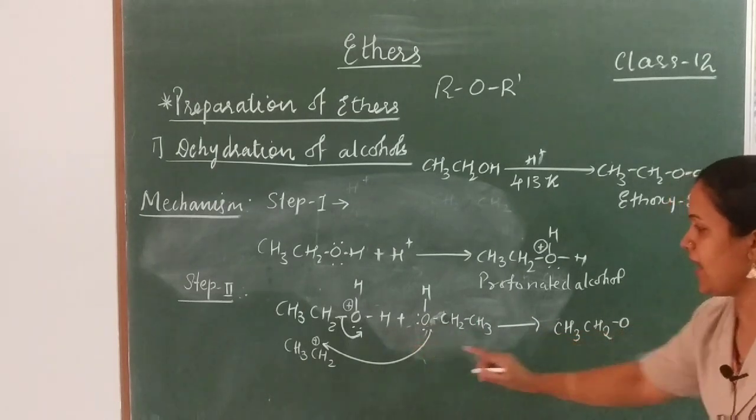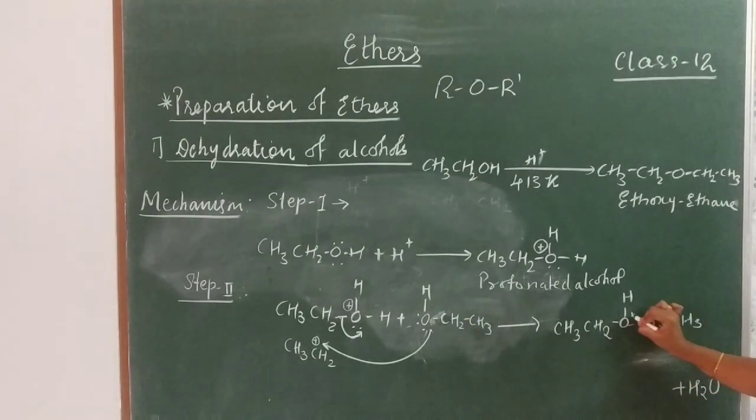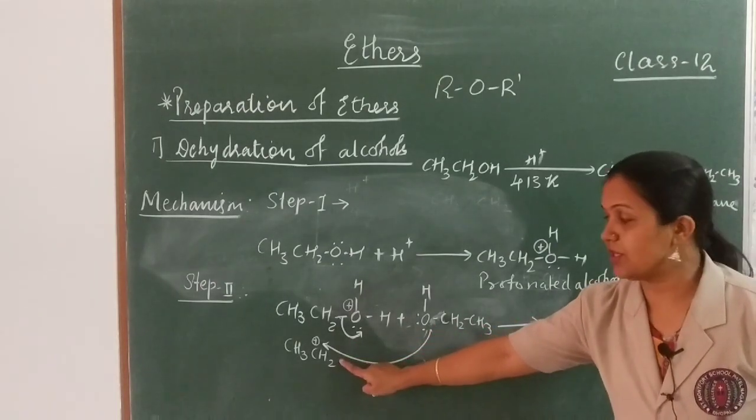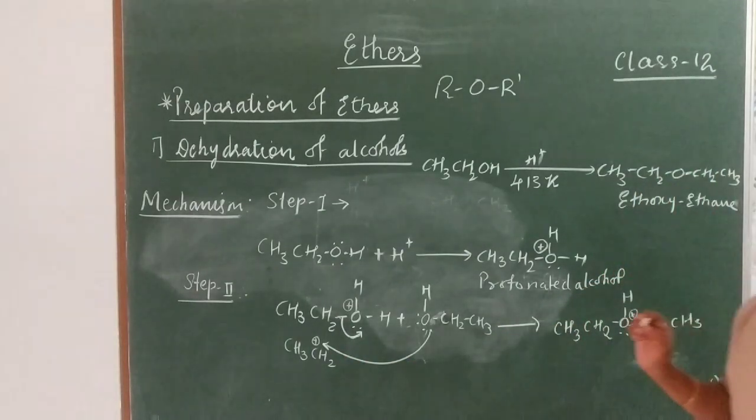Now this O has been attached there, so OH CH2CH3, and this oxygen will acquire a positive charge with one lone pair, because one lone pair is donated to this CH3CH2 positive cation. Okay, now the third step.